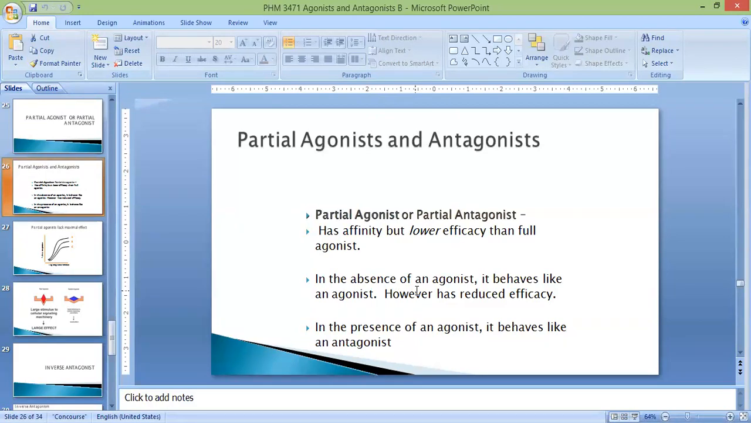In short, partial agonists or antagonists, they're just attention seekers. When the natural ligand is there, they want to fight the natural ligand. When the natural ligand is not there, they want to act like the natural ligand. Yeah, simple as that.